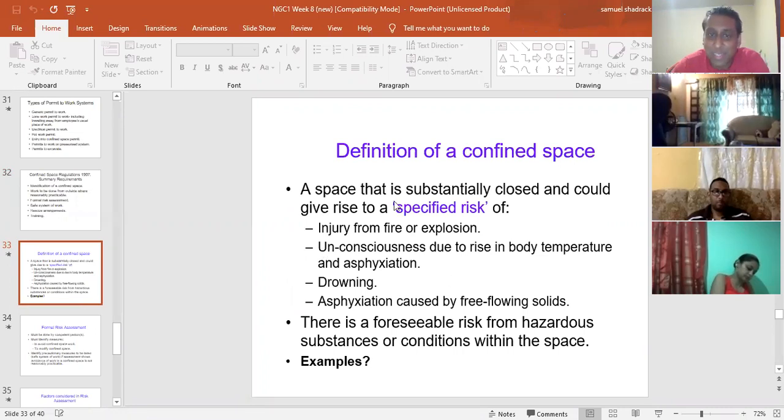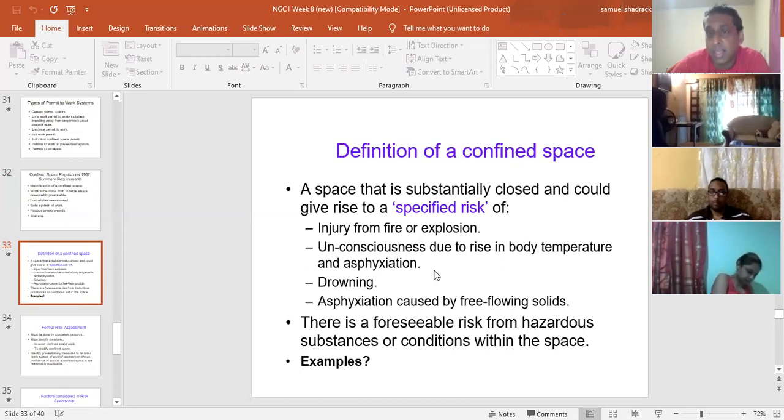They say it's a space that is substantially closed off, and the criteria for being a confined space is that it must give rise to one of these risks here: injury from fire or explosion, unconsciousness due to a rise in body temperature, asphyxiation, drowning, or asphyxiation caused by free-flowing solids. And when you think of that, some of these don't fit into your office space.